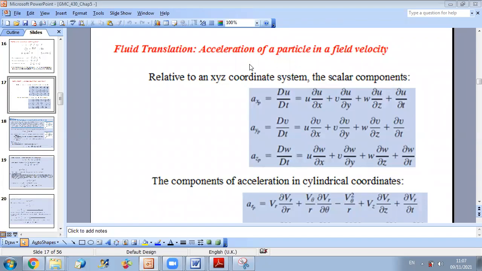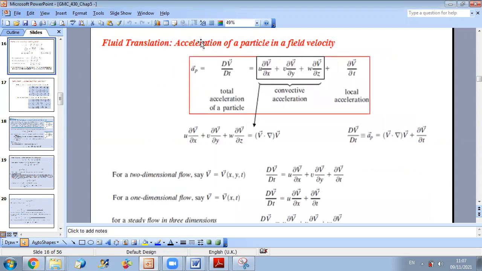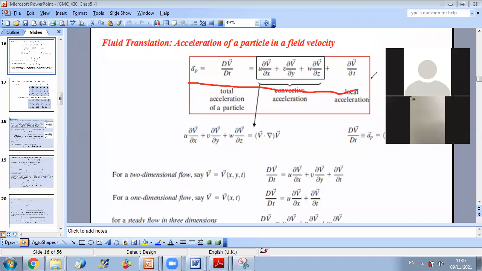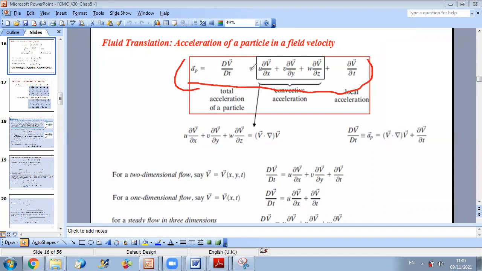So last time we defined the acceleration of a particle in a velocity field, and we have seen that we can write the total derivative of velocity as decomposed into convective acceleration and local acceleration. If you remember, this was the final formulation we did. Now we will apply this in different types of coordinates. We will express the acceleration in Cartesian coordinates and in polar coordinates.